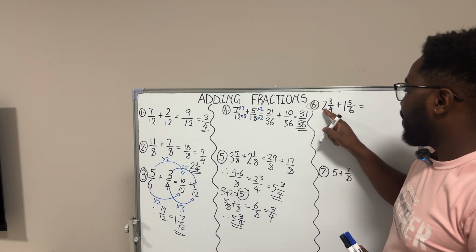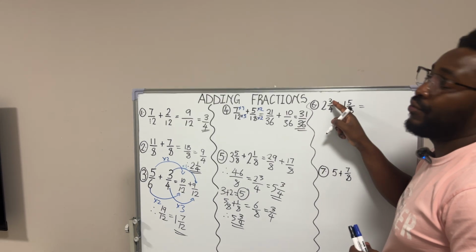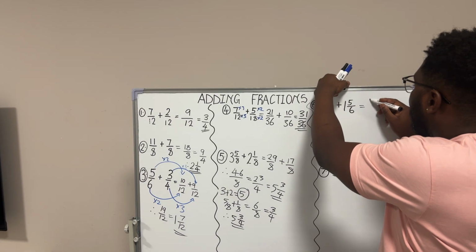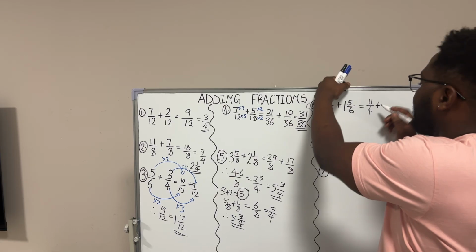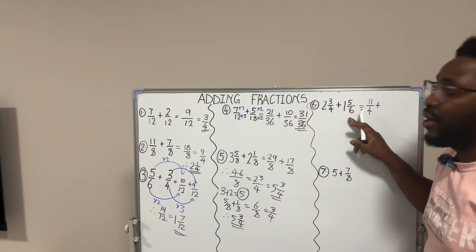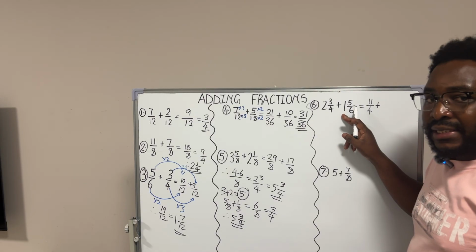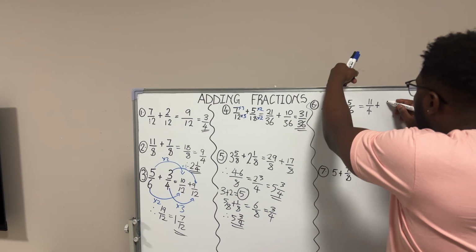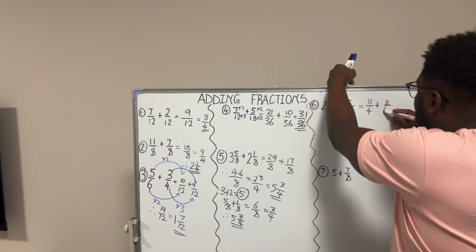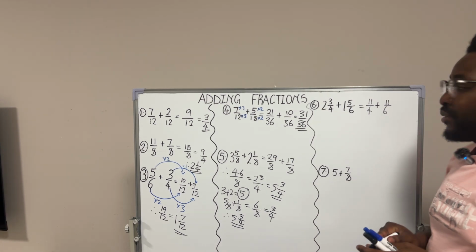4 multiplied by 2 is 8. 8 plus 3 is 11, over 4, plus. Let's go with our second fraction over here. 6 multiplied by 1 is 6, plus 5 is 11. 11 over 6.